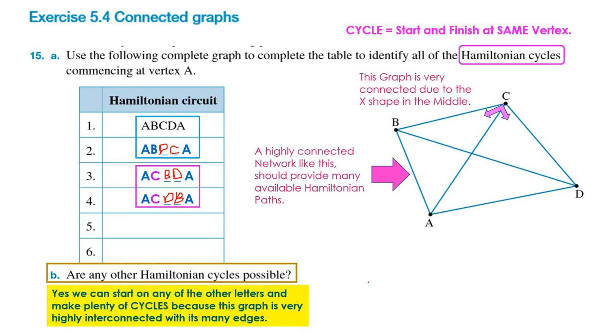Now, are other Hamiltonian cycles possible? Yes, we can start at any of the other letters. So you can start at B, and I think you can do 6 of these as well. Because this is so interconnected with that X in the middle, you can start at B or other letters and do lots and lots of Hamiltonian cycles in there. So this is a really good network for doing Hamiltonian cycles.